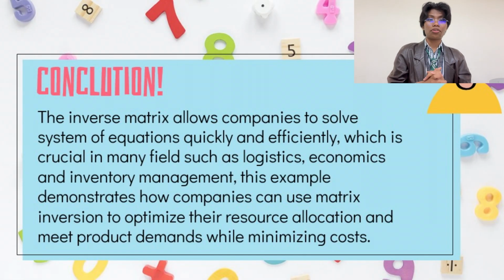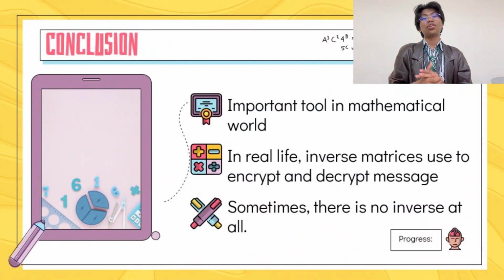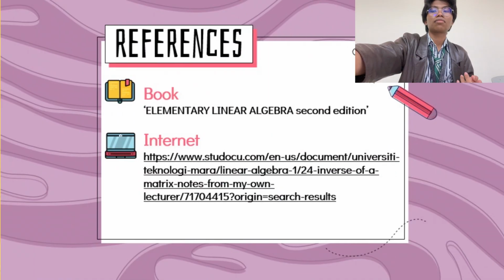So we come to the conclusion. The inverse matrix allows companies to solve systems of equations quickly and efficiently, which is crucial in many fields such as logistics, economics, and inventory management. This example demonstrates how companies can use matrix inversion to optimize their resource allocation and meet product demand while minimizing costs. Inverse matrix is also an important tool in the mathematical world. In real life, inverse matrices are used to encrypt and decrypt messages. Sometimes there is no inverse at all.